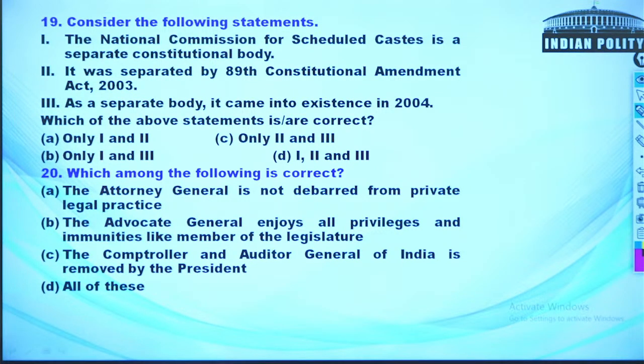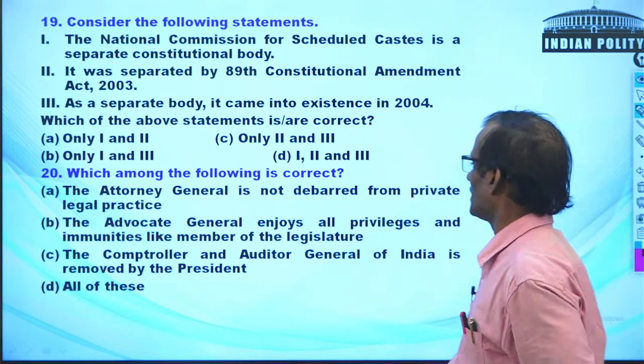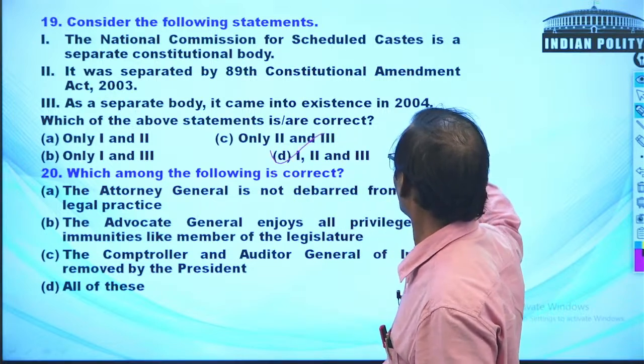So have you found out your answer? Okay, check it. The National Commission for Scheduled Caste is a separate constitutional body, right? It was separated by 89th Constitutional Amendment Act 2003. It's also correct. It is a separate body. It came into existence in 2004. Yes, it is also correct. So answer is 1, 2, 3. Option is 1, 2, 3, D.